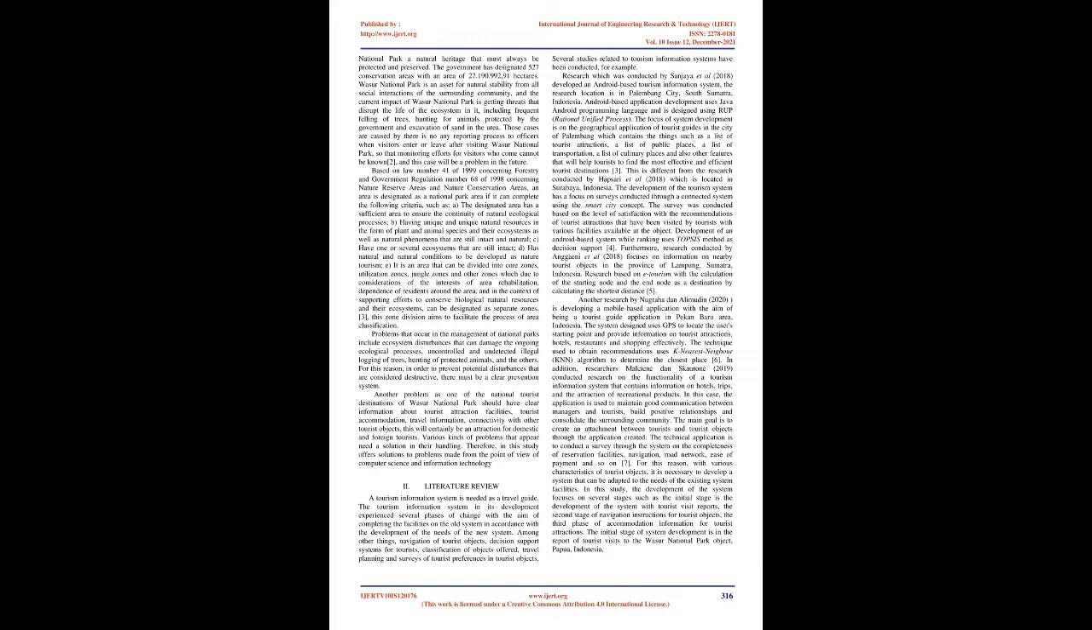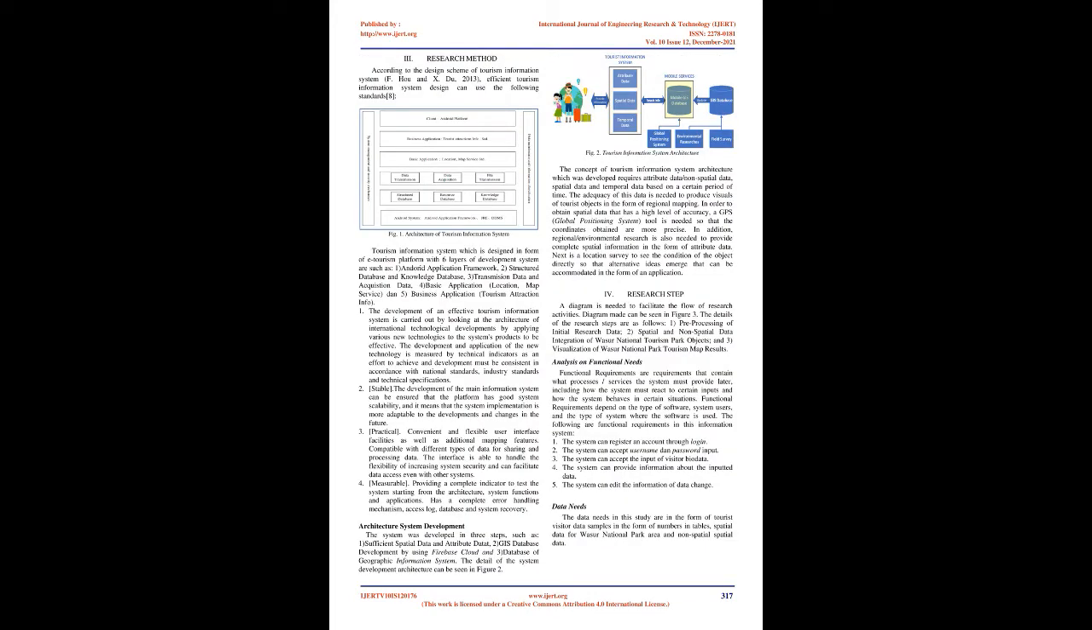The designated area has a sufficient area to ensure the continuity of natural ecological processes. b. Having unique natural resources in the form of plant and animal species and their ecosystems as well as natural phenomena that are still intact and natural. c. Have one or several ecosystems that are still intact. d. Has natural conditions to be developed as nature tourism.